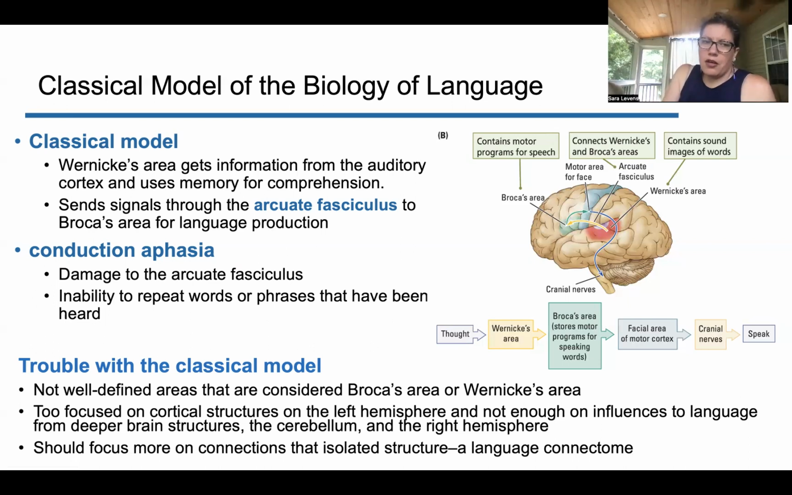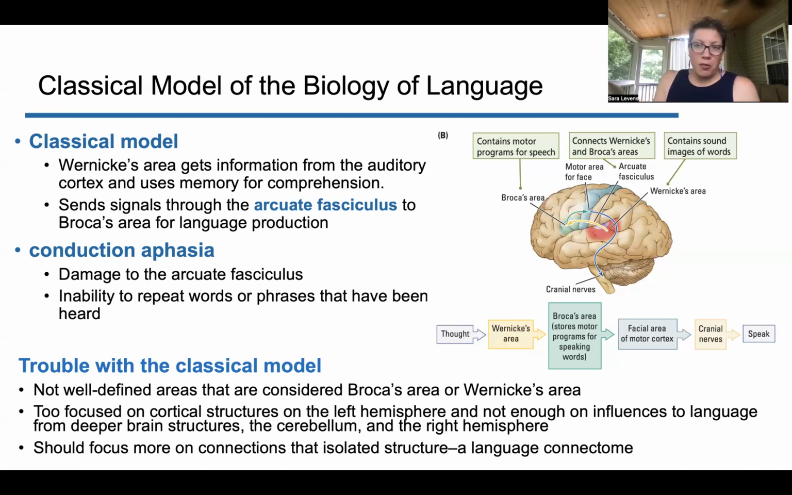And part of the model, based upon this connection between them, would postulate that you could have conduction aphasia, which is damage to the arcuate fasciculus. This would involve the inability to repeat words or phrases that have been heard. This can also account for other types of memory problems, but that's a whole different story. So with conduction aphasia, you would have trouble saying back things that you had heard.